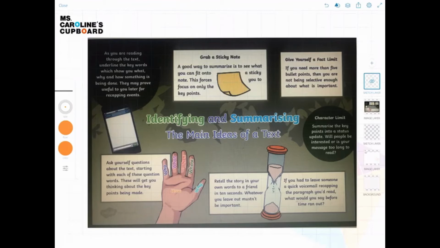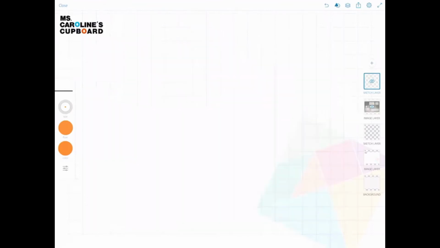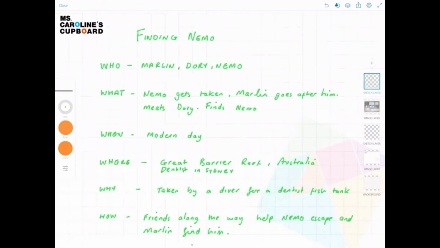So I had a go at summarising actually one of my favourite movies. Can you guess what movie it is, girls? I don't think you will. The movie is Finding Nemo. So here you can see I've written who, what, when, where, why, and how down the left-hand side. And I've written in very short notes answering all of these questions. So see if you agree with what I've written.